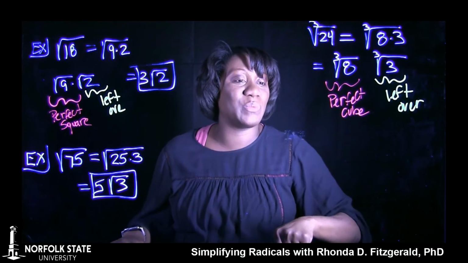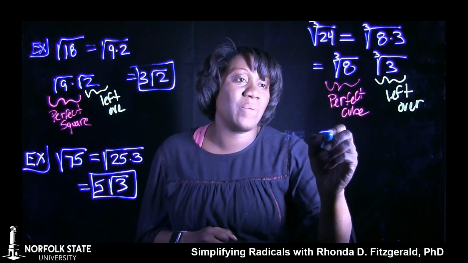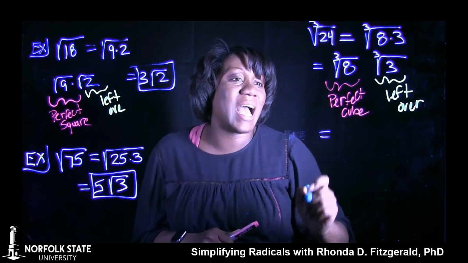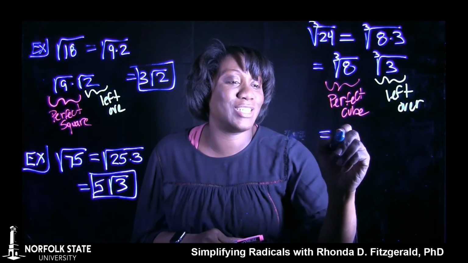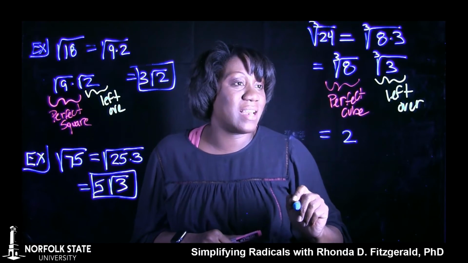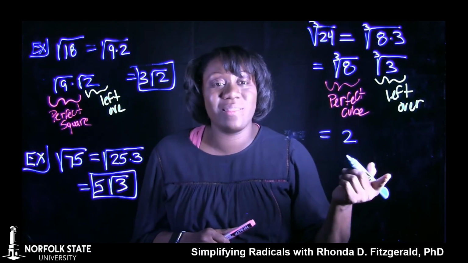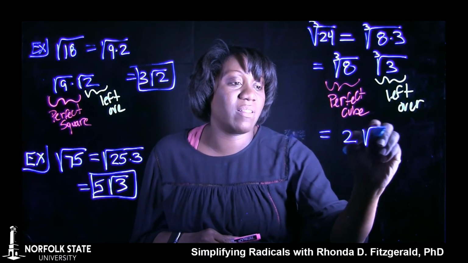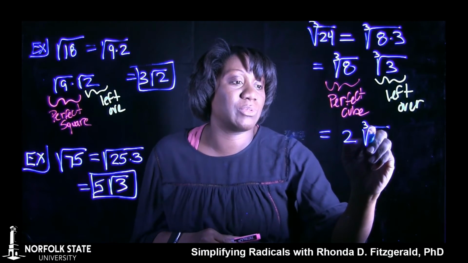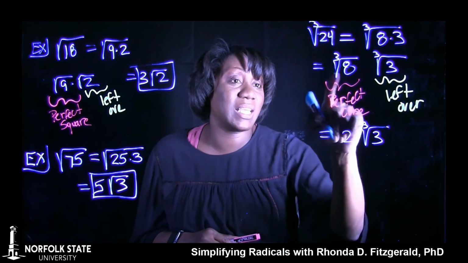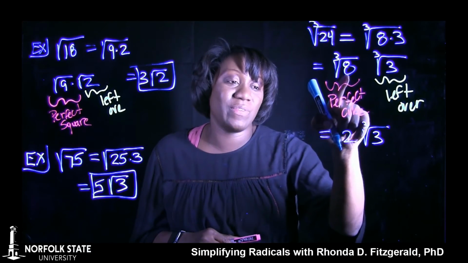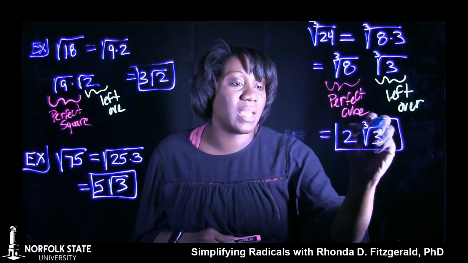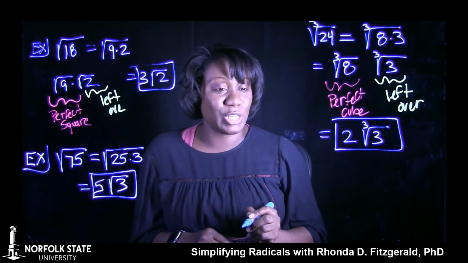So what happens when we simplify this? Well, my perfect cube, which is the cube root of 8, that simplifies to 2. And then the cube root of 3, well, that's left over. That's simplified. We can't do anything else with that. So we have the leftover part, which is the cube root of 3. So 2 once again comes from the cube root of 8, and then the leftover part is the cube root of 3. And that's my final answer.